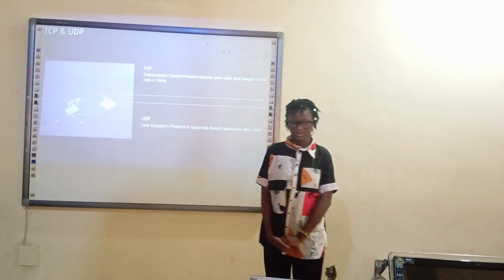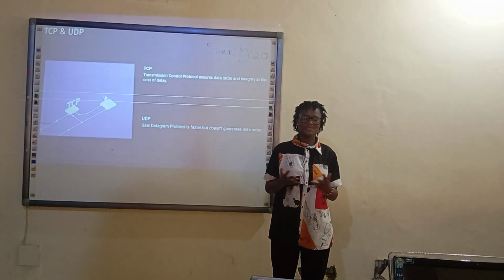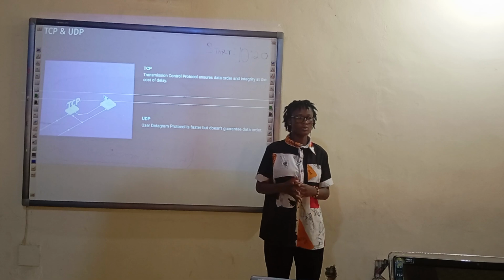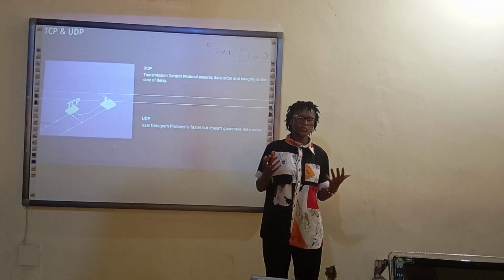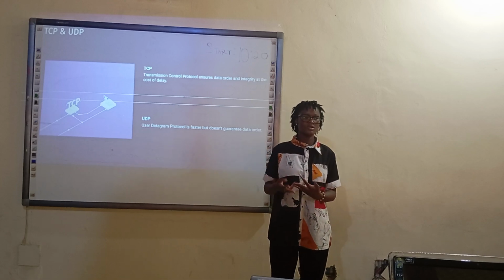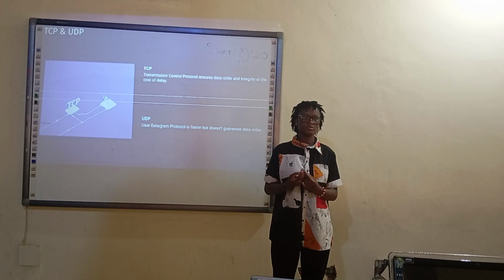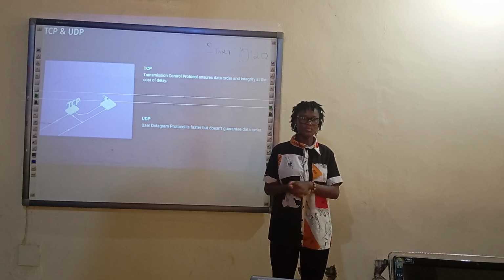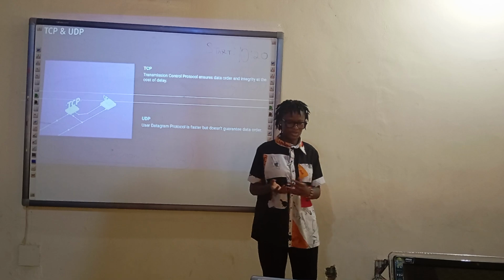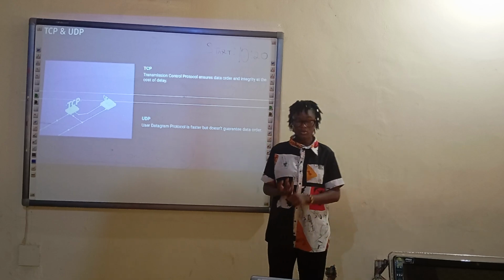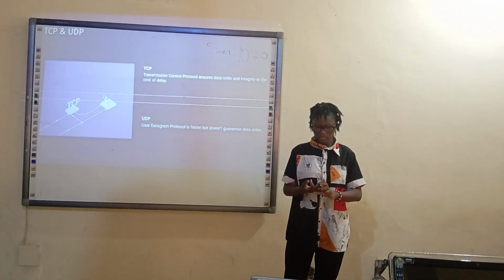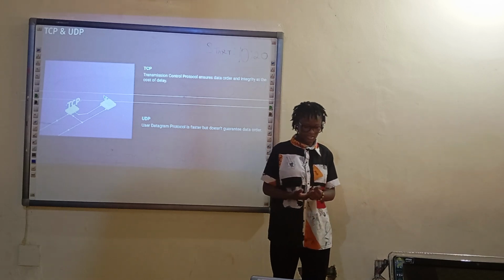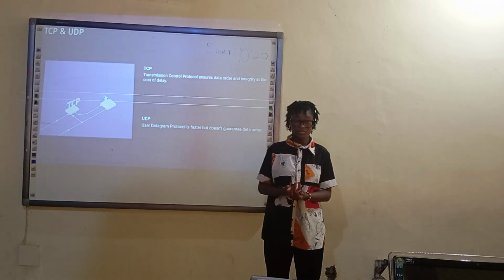TCP and UDP. There are also types of protocol. TCP, Transmission Control Protocol. When data is being transmitted, IP addresses transfer data in these things called IP packets. And when these are being transferred, they can either get lost, corrupted, or you receive the data out of order. And to avoid this, we use TCP or UDP.